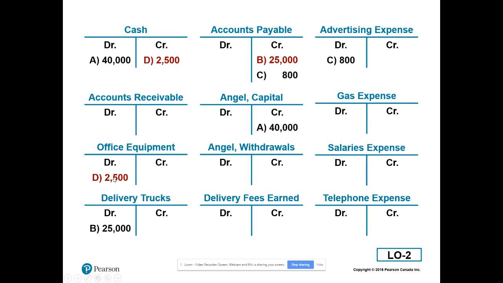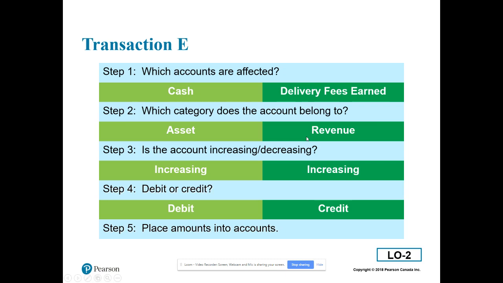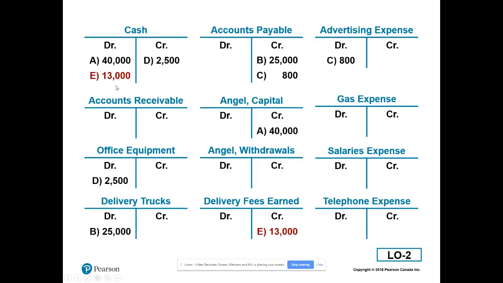Okay, let's see, entry E. It says I've received cash. Okay, there's my first one, cash, for delivery services rendered. Rendered means that I performed them. Delivery services rendered would be delivery fees earned. I've earned this money. I've been paid the money, so my cash is going up. Cash goes up as a debit. Delivery fees are also going up, but that's a credit. Debits equal credits. Think about that.